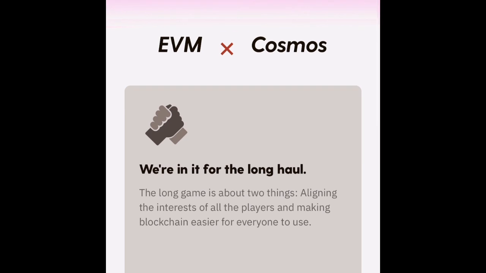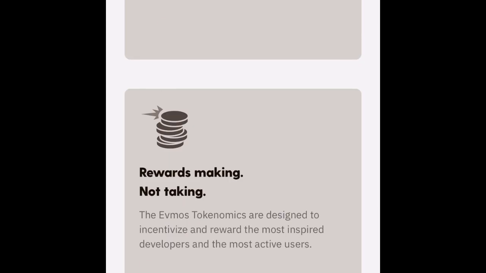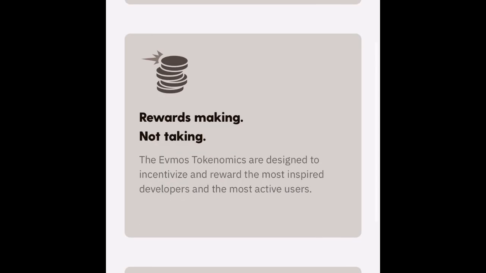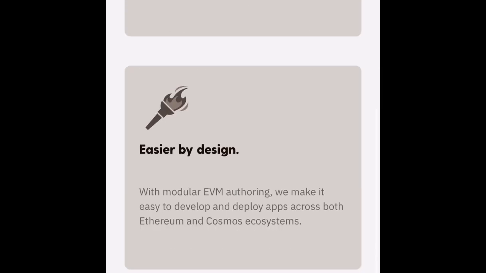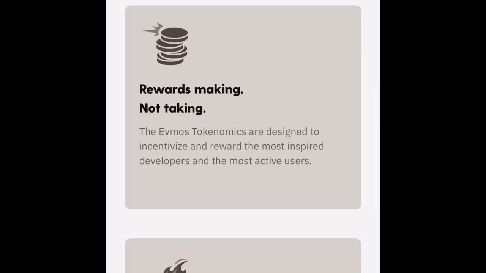The long game is about two things: aligning the interest of all the players and making blockchain easier for everyone to use. Rewards making, not taking. The Evmos tokenomics are designed to incentivize and reward the most inspired developers and the most active users, meaning stakers, farmers, validators, delegators, all that good stuff.